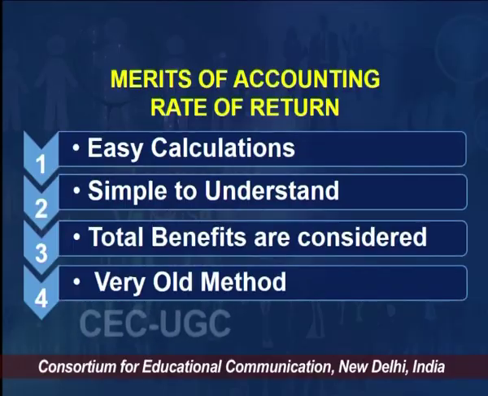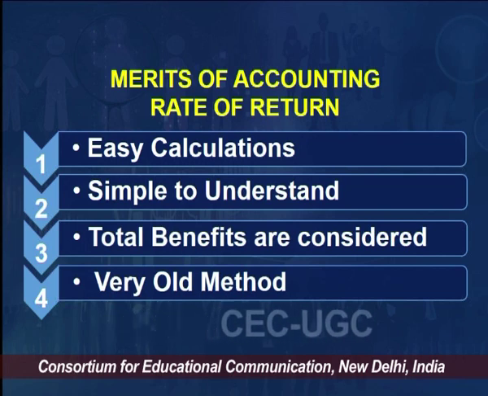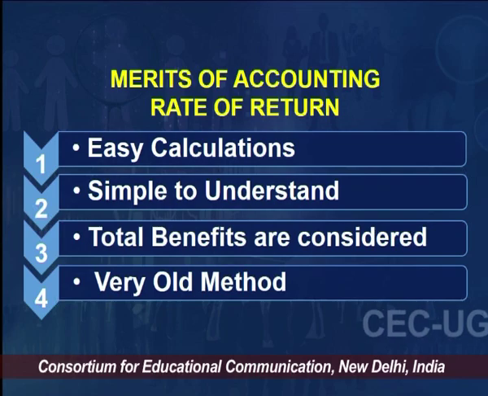So, the third point is that we consider total benefits which are going to happen for a project, because there are a couple of methods, especially the payback method, which we will be discussing after some time today. In the payback method, we do not consider the total amount of cash flows which are expected to happen over the life of the project. But in this method, the average profit or the operating income is taken on an average.